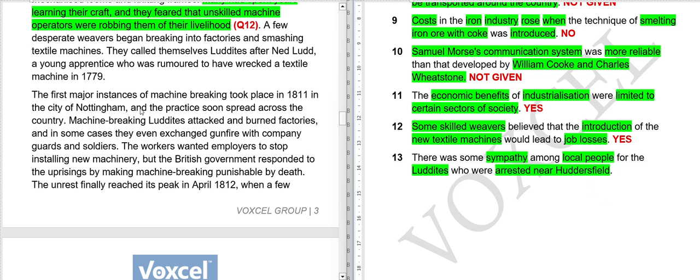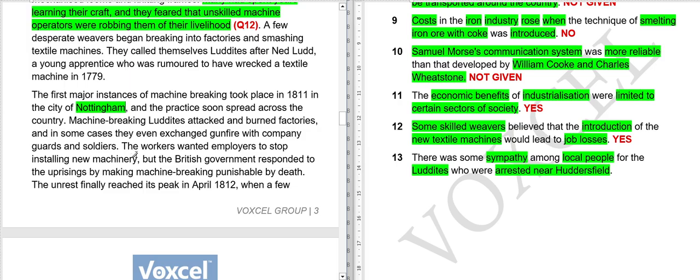The first major instances of machine breaking took place in 1811 in the city of Nottingham. So here there is the city of Nottingham but not Huddersfield. So this is not our location. And the practice soon spread across the country. Machine breaking Luddites attacked and burned factories, and in some cases they even exchanged gunfire with company guards and soldiers.